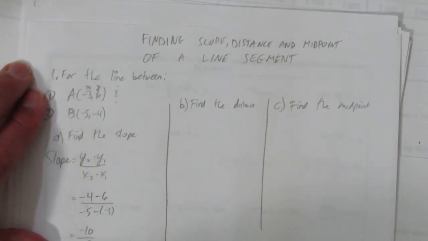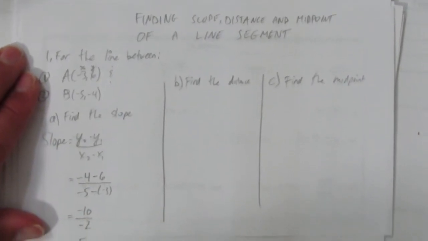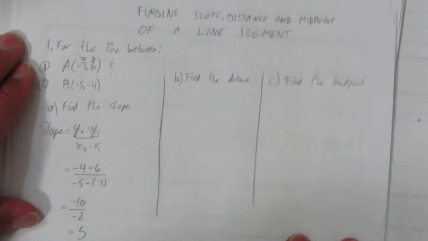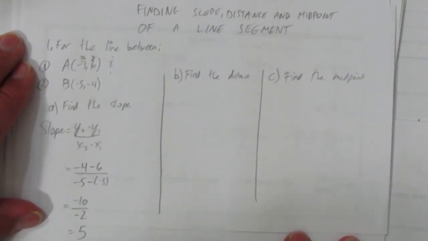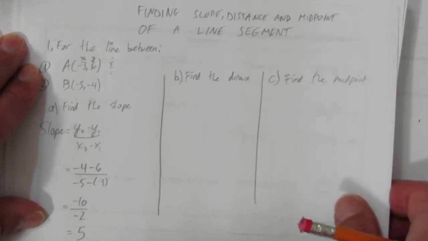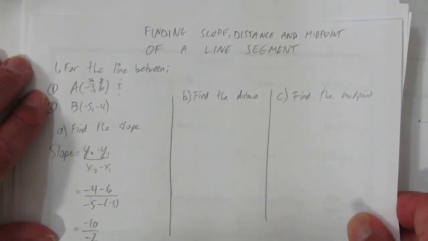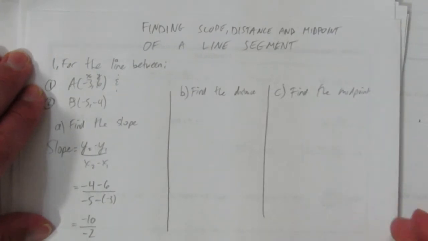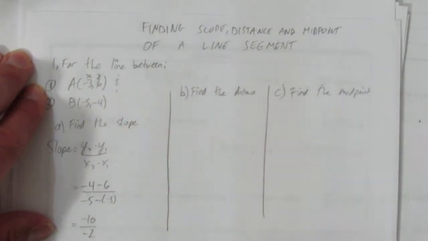Okay. Oh, and I see it just went off a little bit, so I'll move that up so you can see the 5. There it is. Got the 5 there. Okay. Find the distance. I'm going to move this down now. So now we've got to find the distance between A and B, I should say.